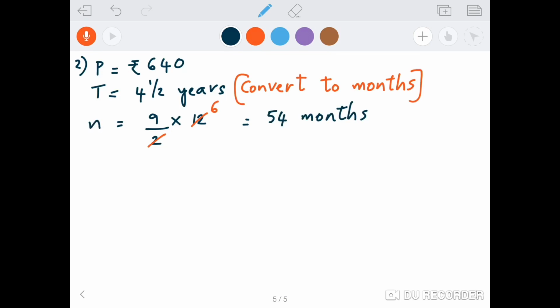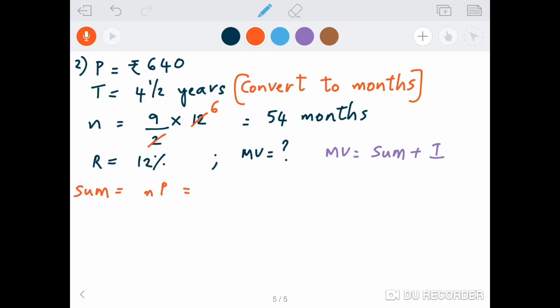Now he's asking us to calculate the maturity value. He's also given us the rate to be about 10%. So let us put everything together now. We know maturity value is equal to the total sum invested plus the interest. Now we know the total sum is equal to the number of months into the principal, which is going to be 54 times 640. So let's quickly do this math here. This turns out to be rupees 34,560. Now let us calculate the interest.